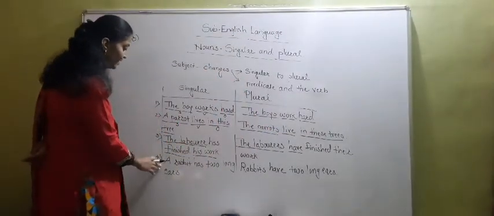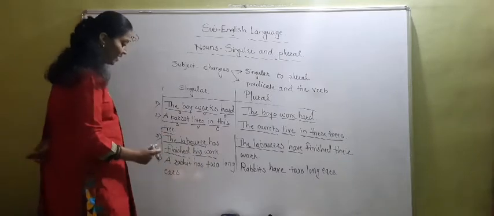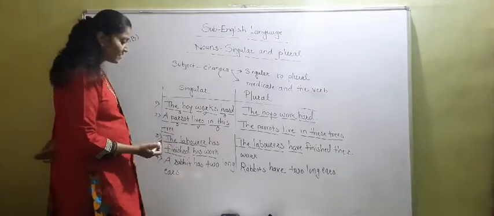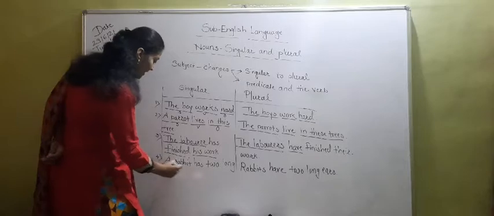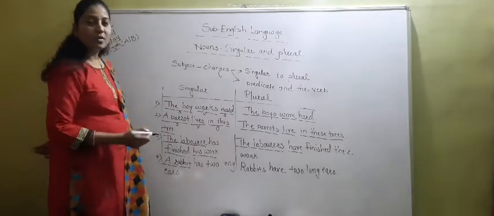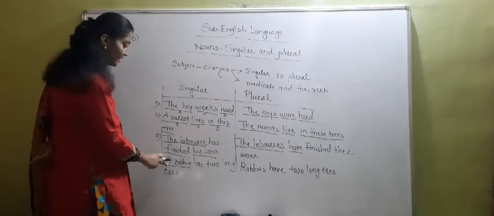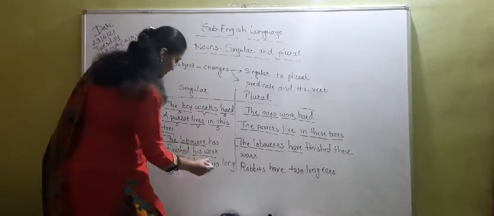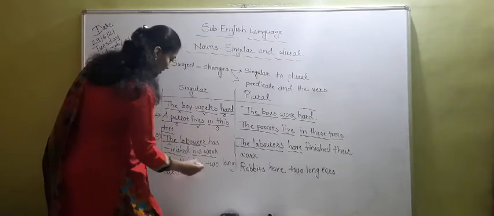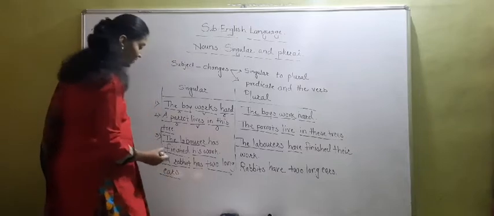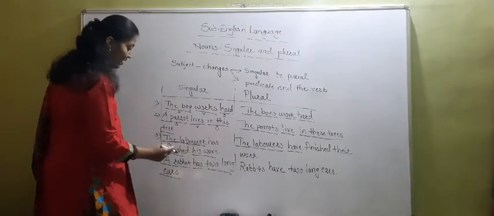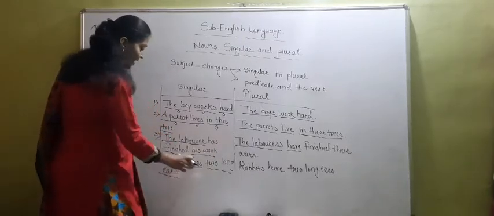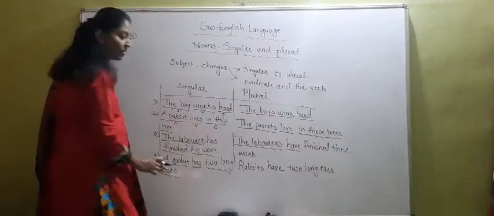Then the last sentence, a rabbit has 2 long ears. Now which is the subject, students, in this sentence? Obviously a rabbit. We are talking about one rabbit. As it is singular, a rabbit has 2 long ears. Has is the verb here. 2 long ears is the object. A rabbit is the subject.